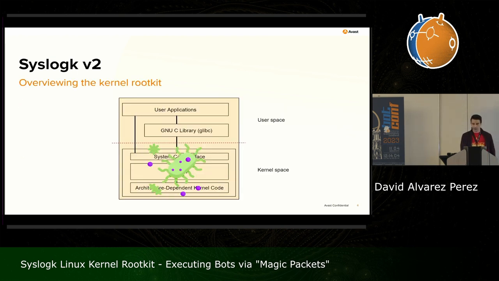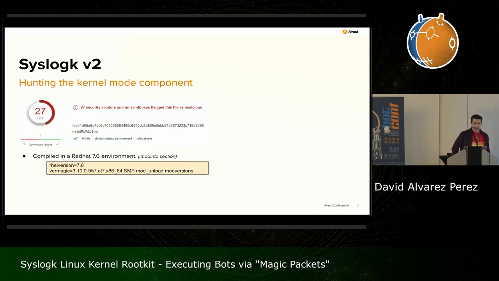Let's talk about the kernel rootkit. The kernel rootkit, we found it in VirusTotal. So if we take a look at the modinfo section, we can see that it was compiled in a Red Hat 7.6 environment. And if we take a look at the magic of the version of the kernel, we can see that it can also be loaded in a CentOS 7.9 distro that has a very slightly different kernel. So it is possible to load it in this distribution, with the advantage that this is a free distribution.